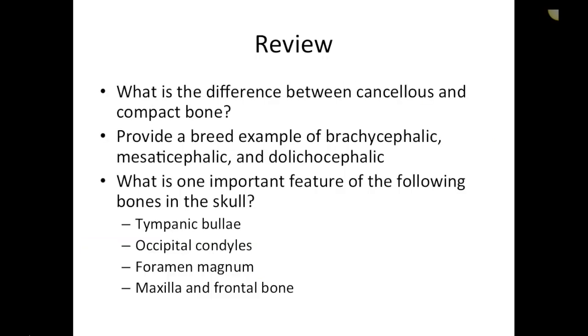Okay, a little bit of a review. What is the difference between cancellous and compact bone? Provide a breed example of brachycephalic, mesatocephalic, and dolichocephalic type head shapes. What is one important feature of the following bones in the skull? The tympanic bullae, occipital condyles, foramen magnum, and maxilla and frontal bone.